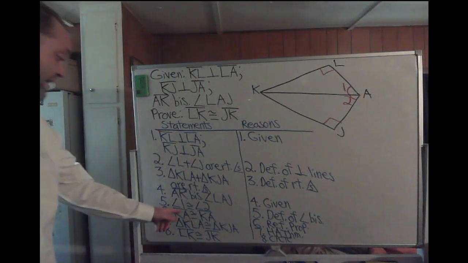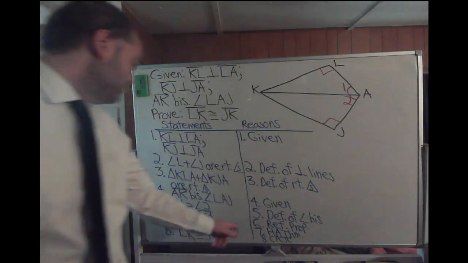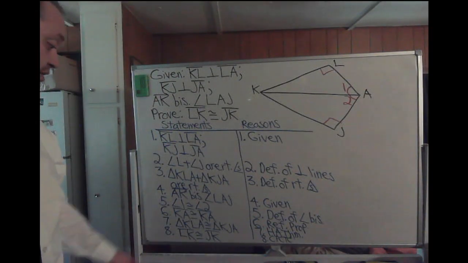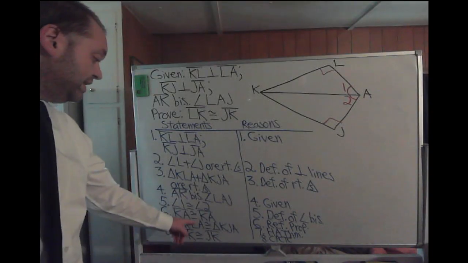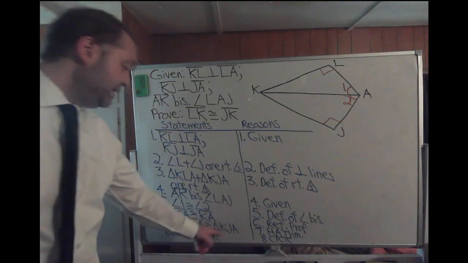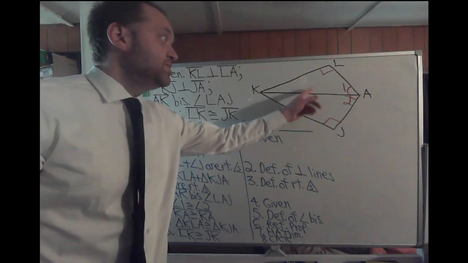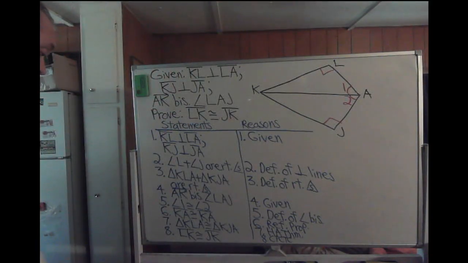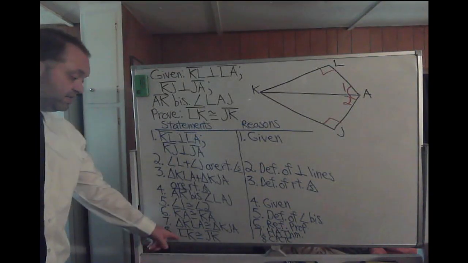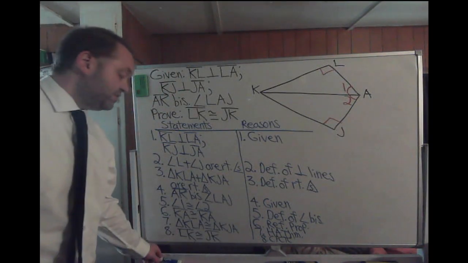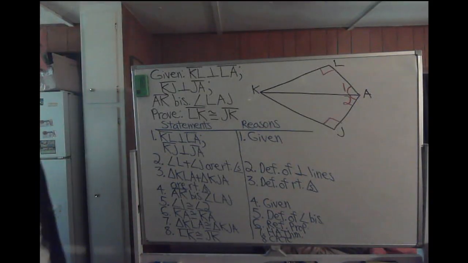Then, of course, KA is congruent to KA by the reflexive property, which now we can conclude that triangles KLA and KJA are congruent to each other by the HA theorem, the hypotenuse acute angle theorem. And finally, we could conclude that LK is congruent to JK by CPCTC. Corresponding parts of congruent triangles are congruent.